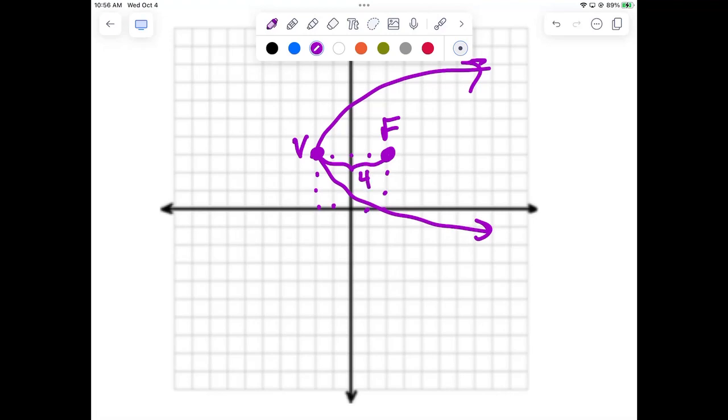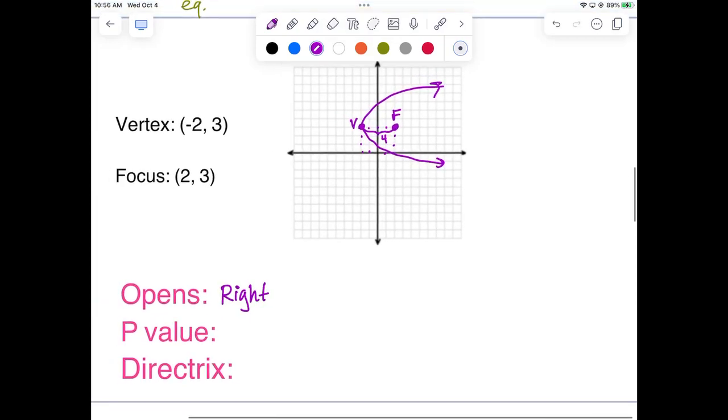It's 4 units. Now, the p-value is the directed distance. So to get from the vertex to the focus, because I have to go to the right, guess what p is? Is it 4 or -4? +4. Yeah, +4. Positive means to the right, negative means to the left if it opens sideways. If it opens up and down, positive means up, negative means down. So keep that in mind. Positive is always up or to the right. Negative is always left or down. Okay?